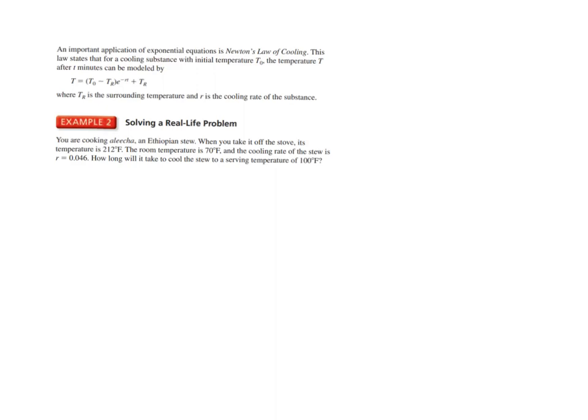Okay, now looking at this, it says T sub R is the surrounding temperature and r is the cooling rate of the substance. Okay, so the first thing we're going to need to do is identify all of our factors here. So it says you are cooking a lika. I'm not sure how to say that, but it's an Ethiopian stew. And when you take it off the stove, its temperature is 212 degrees Fahrenheit. The room temperature is 70 degrees Fahrenheit, and the cooling rate of the stew is 0.046. How long will it take to cool the stew to a serving temperature of 100 degrees Fahrenheit?